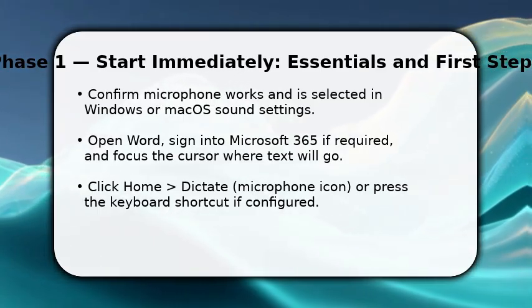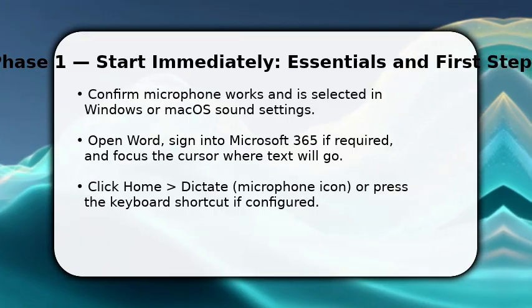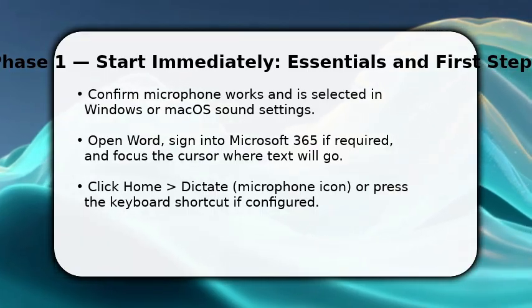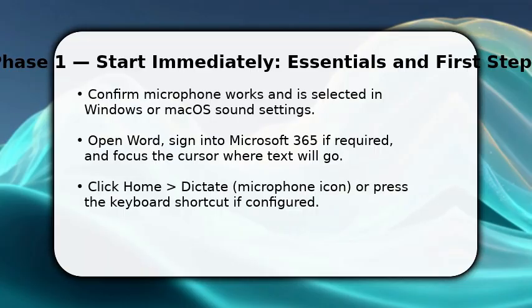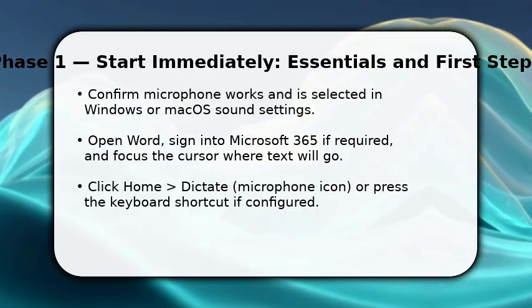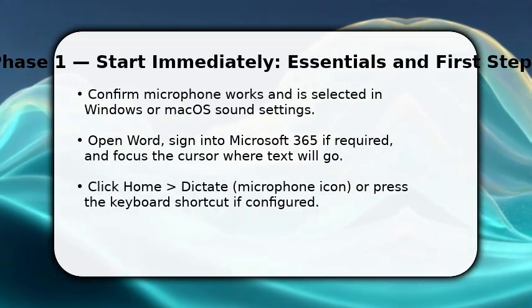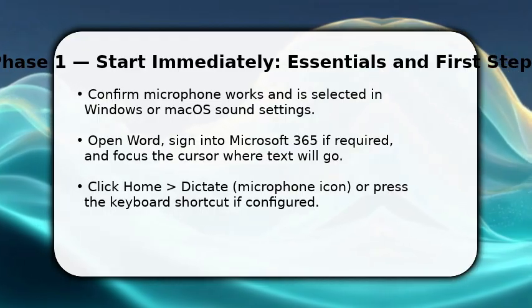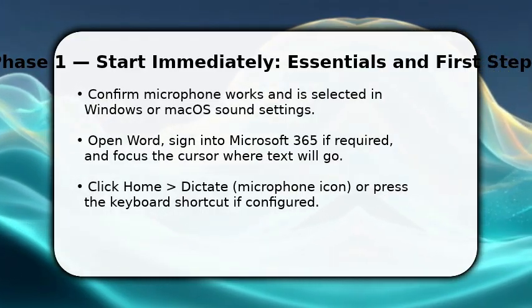You begin by verifying the mic and selecting it in System Sound Settings so Word can hear you clearly. Next, open Word and sign into Microsoft 365 if prompted. Make sure the insertion point blinks where you want text. Then click Home, choose Dictate, the microphone icon, or use your shortcut. Once activated, Word shows a status indicator.